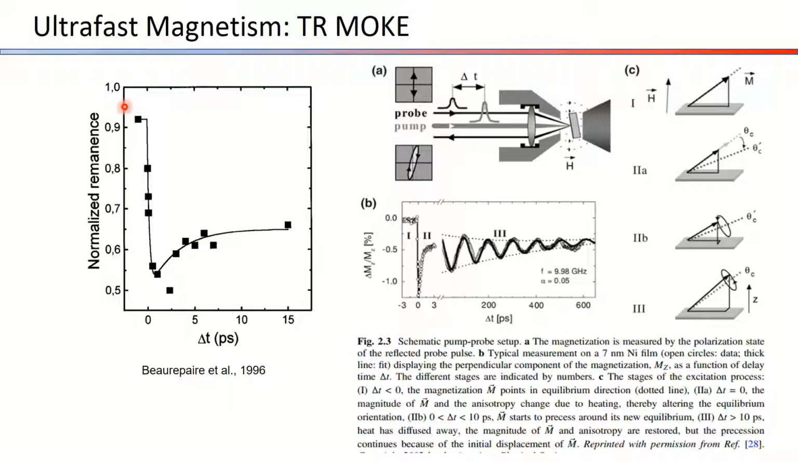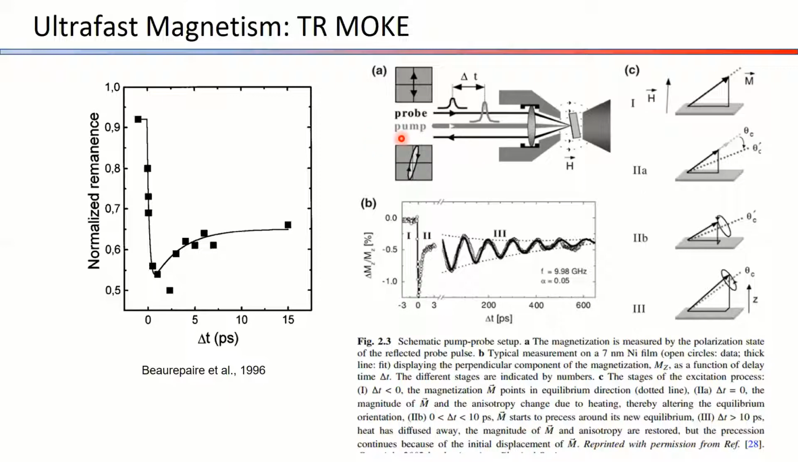So they show this kind of graph, and it represents the change of the demagnetization with the delay time here. And they obtained this kind of figure using the TR-MOKE. This is the schematic of the TR-MOKE, as you can see here. TR-MOKE is used to measure the magnetization of a sample at different delay times after a femtosecond laser excitation.